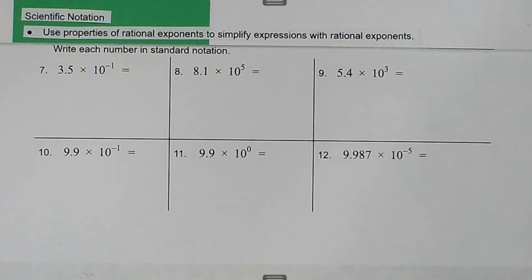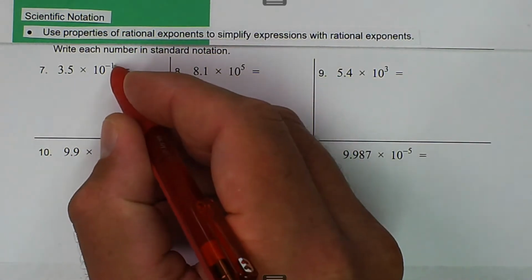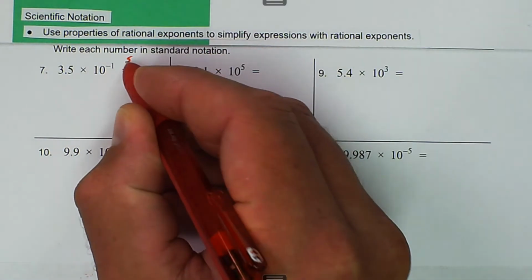We are talking about scientific notation, and we want to use properties of rational exponents to simplify expressions with rational exponents. Write each number in standard notation. So here we have it written in scientific notation, and we want to change that to standard notation. The -1 up here means that this number is going to get smaller.